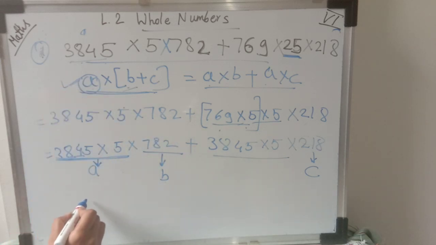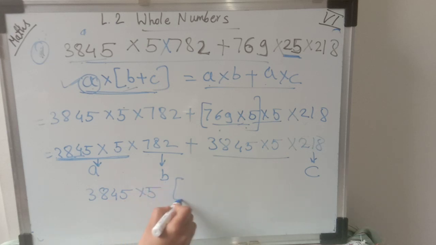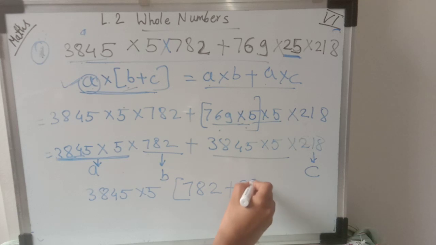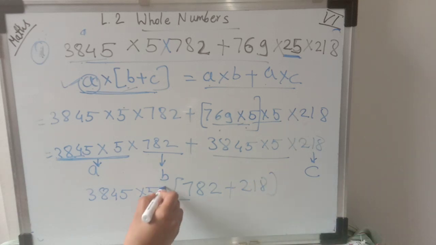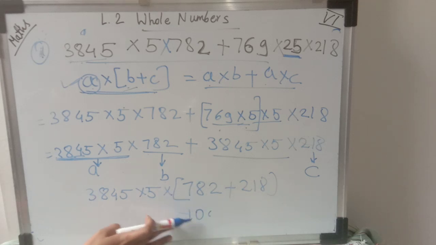So our A is 3845 multiplied by 5, and here in bracket 782 plus 218 is equal to हमको यहाँ पे मिल जाएगा 782 plus 218, that is 1000. You can do it in your notebook whether you will get 1000 or not, but 101% that is 1000. Okay, and now do the multiplication of all these numbers.